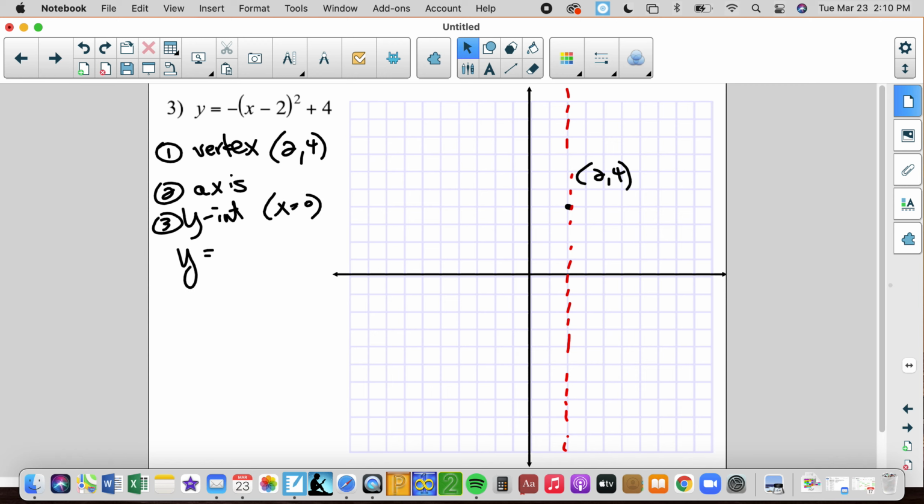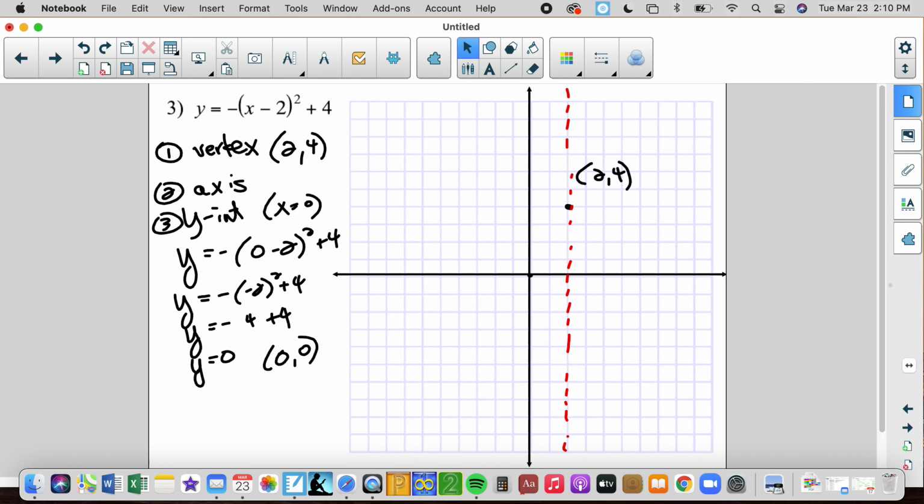And let's plug that into the equation. 0 minus 2 squared plus 4. We get y equals -2 squared. We get the opposite of 4 plus 4. You don't really need parentheses here. And then -4 plus 4 is 0. So when you plugged in 0, you got 0. So that is going to be my y-intercept. 0, 0. And it's 2 away, so I'll make it 2 away on that. That will make 4, 0.